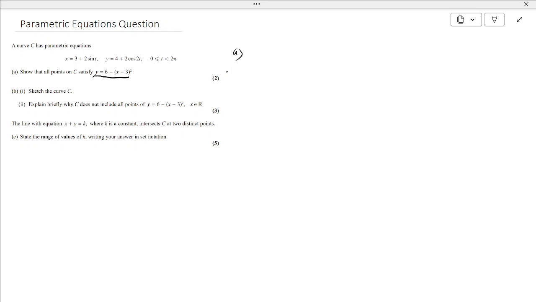Okay, so when you have trig equations and you're converting from parametric to Cartesian, what you need to do is use an identity. The identity you use is sort of relating to whatever you got. So we've got a sine t and a cos 2t. So you need to think of an identity that uses both of those. So sine t and cos 2t. And we actually know that cos 2t is 1 minus 2 sine squared t.